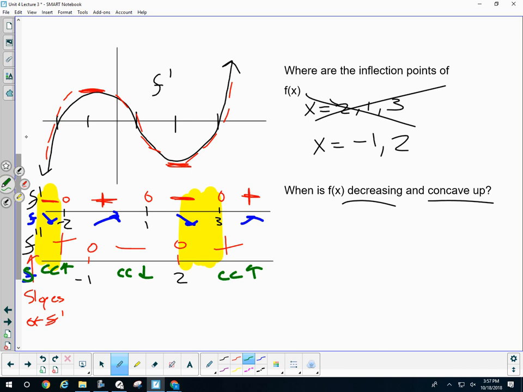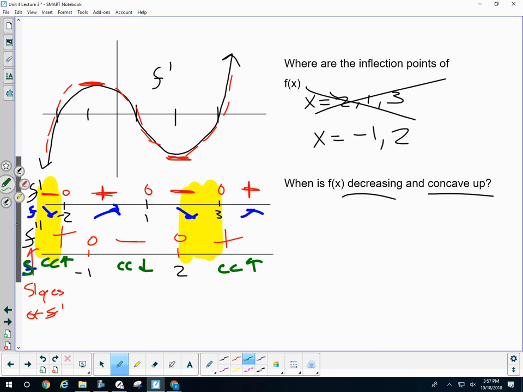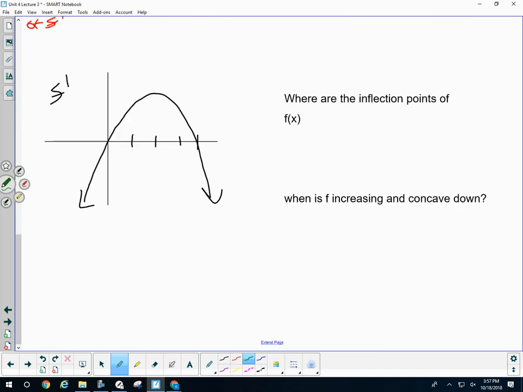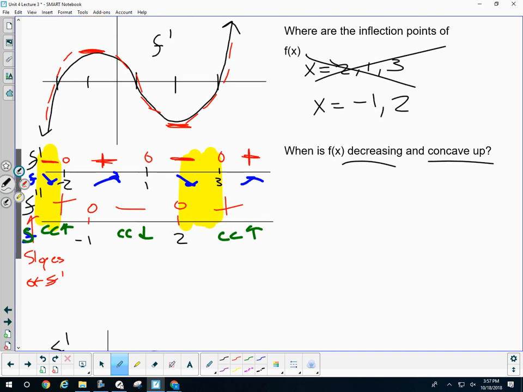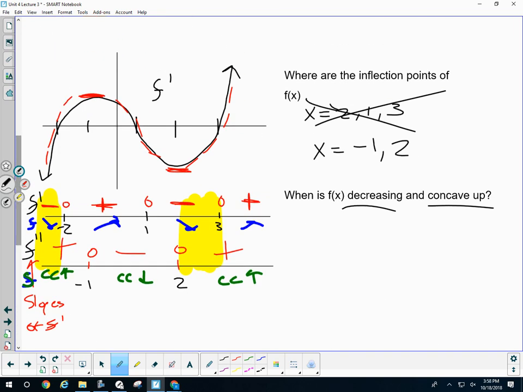Okay, next problem. I'm going to switch this up on you, but don't worry. Did we have any questions on the last one? I'm sorry, I kind of rushed there. We should be from negative infinity to -2 and from 2 to 3. Two intervals in which we are both decreasing and concave up.